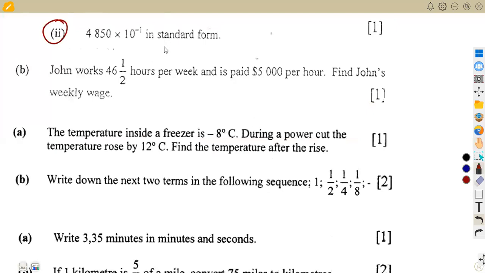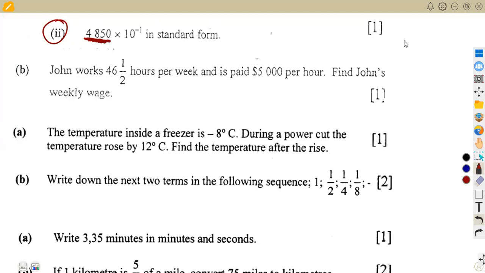We are supposed to express this in standard form. So someone will be saying this number is in standard form. Is this number in standard form? No. Why? 4,000, this number, not in standard form. Exactly. This part here, we are supposed to consider this part. It's not between 1 and 10.